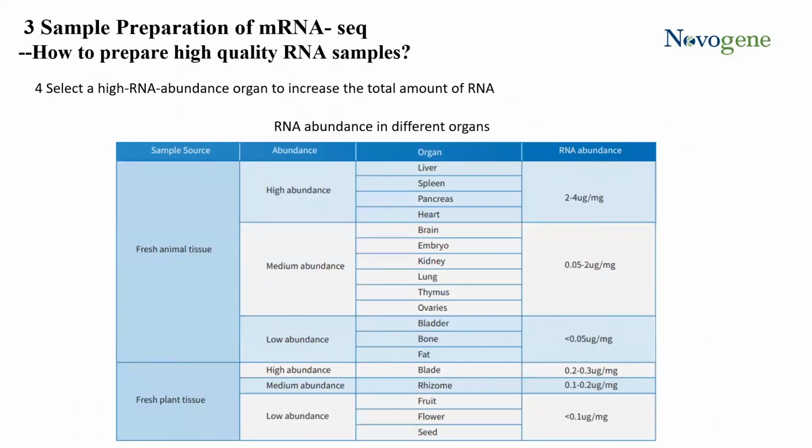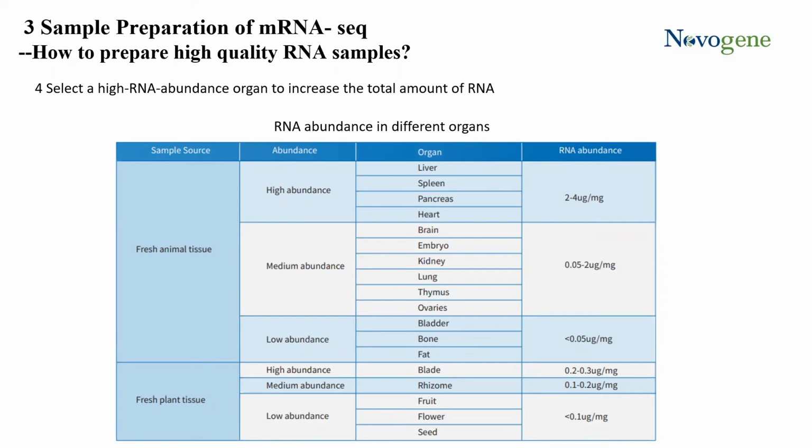So here is a table, and as we all know, different organs have different RNA abundances. So try to choose high abundance organs such as liver, spleen, and heart for RNA extraction. If you need to use parts that are not rich in nucleic acids, you could increase the tissue amounts appropriately. Here is a table showing different organs with different abundance of the RNA.